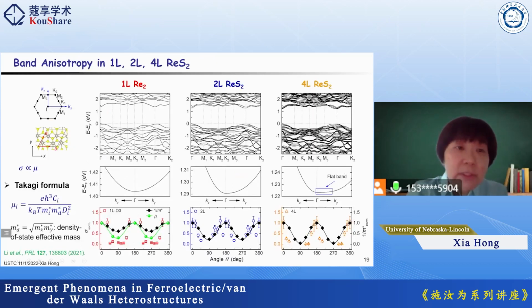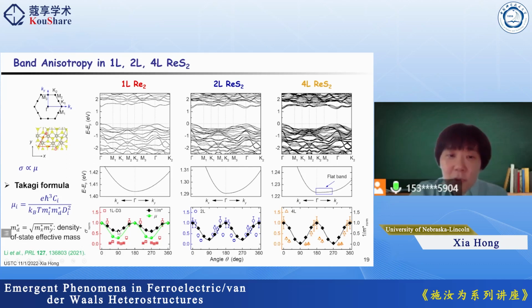So to understand the origin, we performed DFT calculations of the electron band structure of those samples. Here you can see the dispersion relation along the rhenium chain. This is along the b-axis, the kx direction, and perpendicular to it is the ky direction. Immediately, you can see the transport anisotropy is related to the change of the electron band structure, as we have a much heavier effective mass along the ky direction, which can suppress the mobility of the sample.